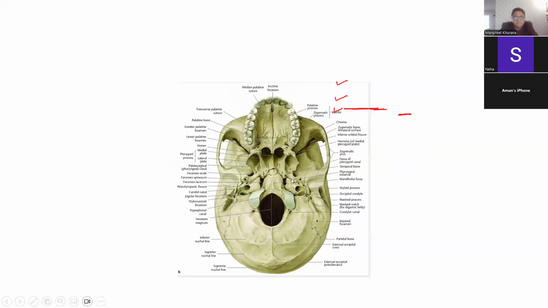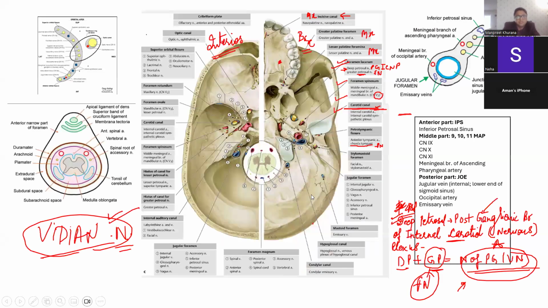This is the petrous part of the temporal bone, and this is the tympanic part of the temporal bone. Between the petrous part and the tympanic part of the temporal bone, there is a fissure known as the petrotympanic fissure. The structures associated are the anterior tympanic artery and the chorda tympani.